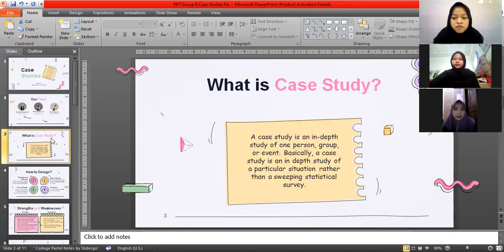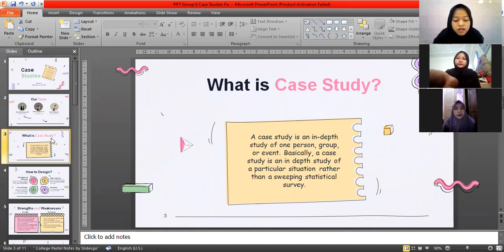So I will start our presentation with the definition of case study. So what is case study? A case study is an in-depth study of one person, group, or event. Basically, a case study is an in-depth study of a particular situation rather than a sweeping statistical survey. It is a method used to narrow down a very broad field of research into one easily researchable topic.